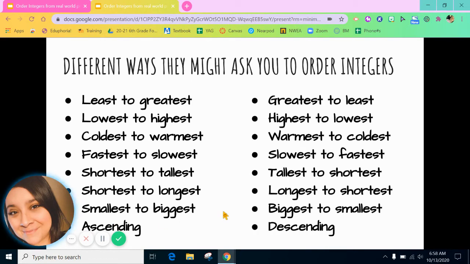And then vice versa, we have greatest to least, highest to lowest, warmest to coldest, slowest to fastest, tallest to shortest, longest to shortest, biggest to smallest, and then descending. So descending means you go down. So you're going greatest to least.